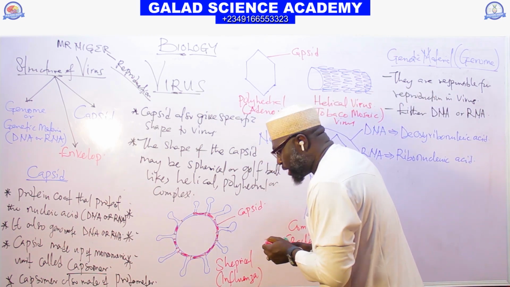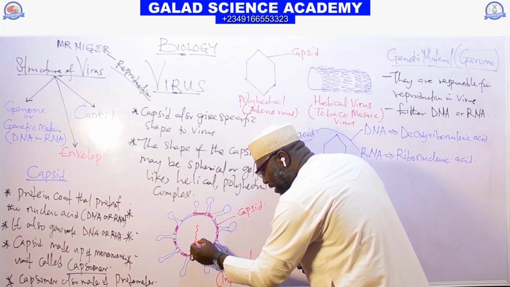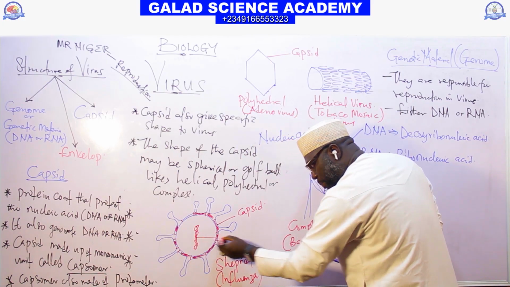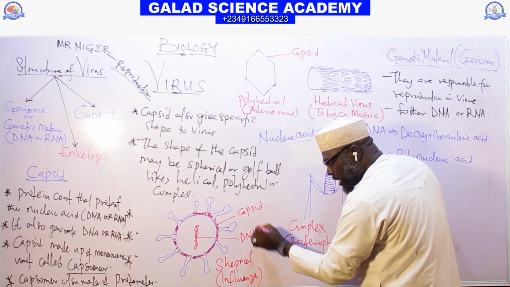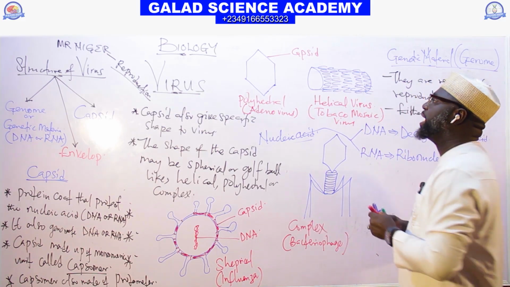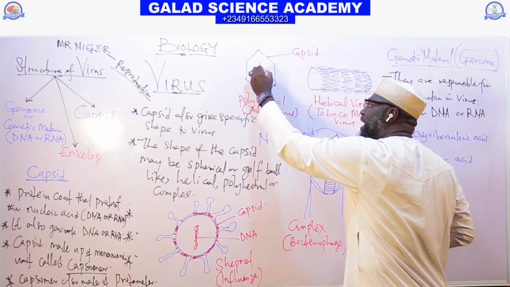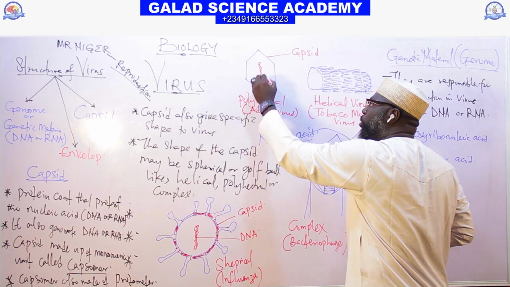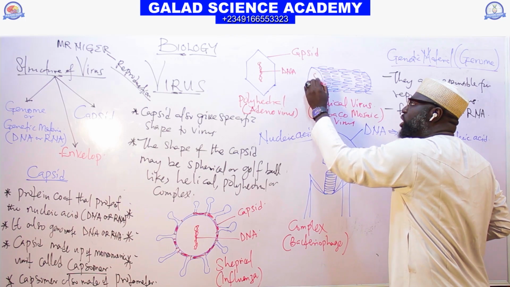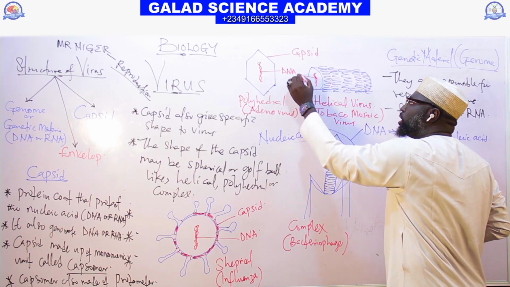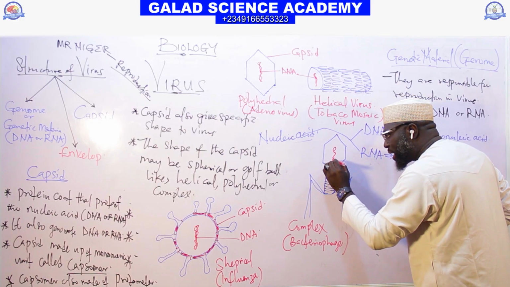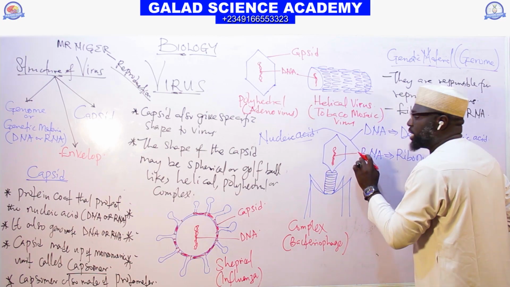So look at it now. This is the genetic material we have here. This represents DNA or RNA. Like this one too, we have it there. This is genetic material, DNA or RNA. The same thing we also have in the Helica virus, and the same thing we also have in the bacteriophage. This is it here.